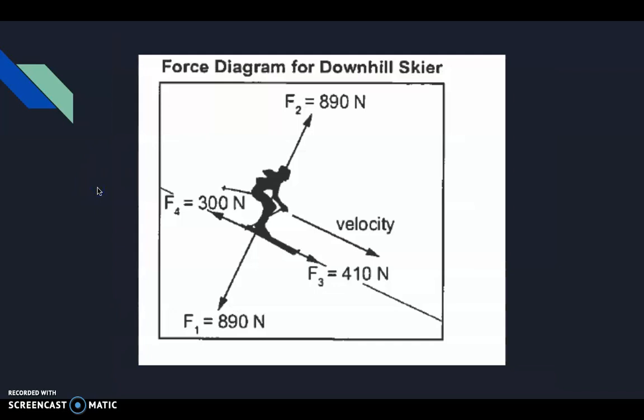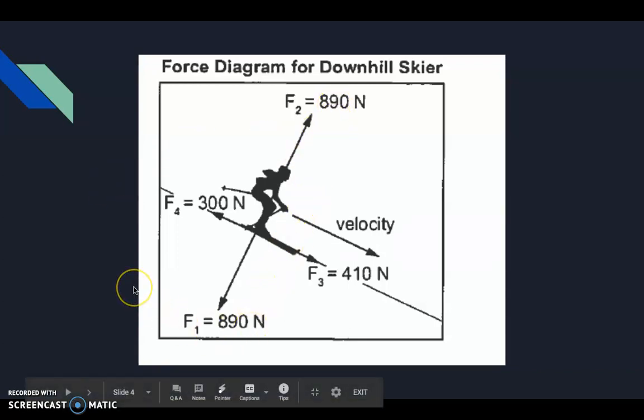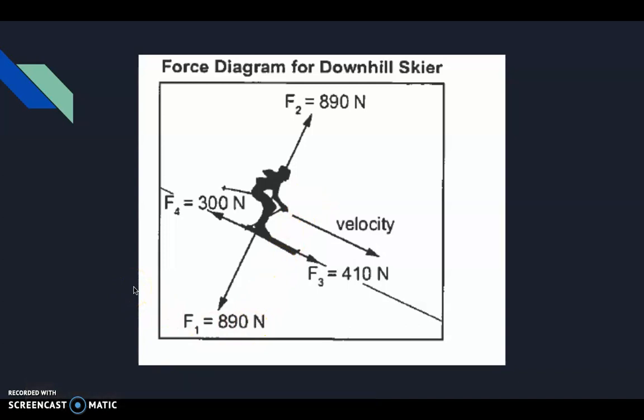Okay, so why don't you pause for a second just to think about this free body diagram. What would you do to find the net force, and which direction is the skier moving? Okay, hopefully you've unpaused at this point. And so if you look here, these two forces are the same. And we saw that in the previous examples as well.